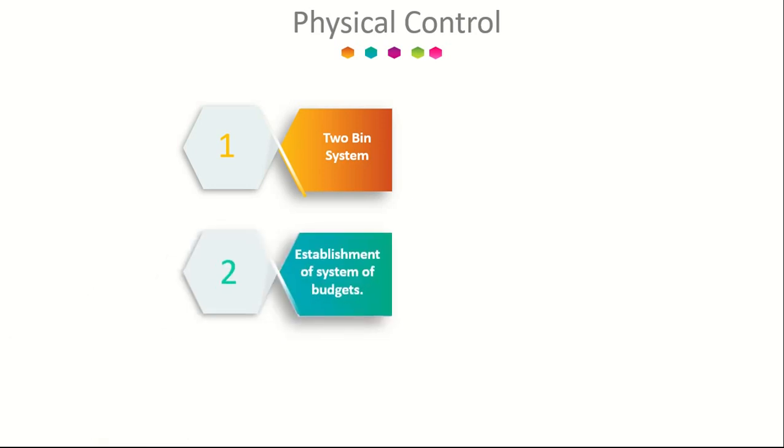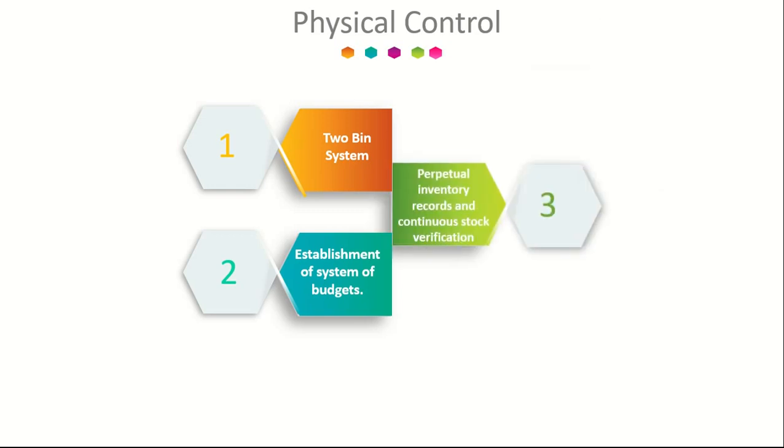B. Establishment of system of budgets. To control investment in the inventories, it is necessary to know in advance about the inventory requirement during a specific period, usually a year. The exact quantity of various types of inventories and the time when they would be required can be known by studying carefully production plans and production schedules. Based on this, an inventory requirement budget can be prepared. Such a budget will discourage unnecessary investment in inventories.